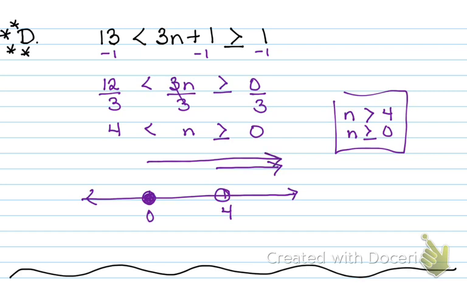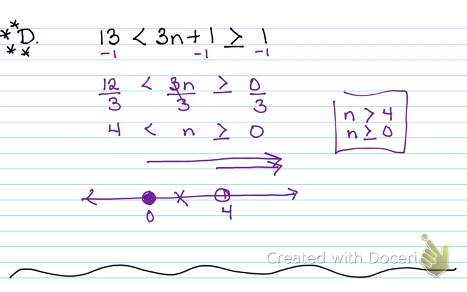Now, the problem is this is an and statement, so it has to meet both criteria at the same time. If we have a number like right here, a number 1 or 2, 2 is not meeting both criteria. It is not bigger than 0 and also at the same time bigger than 4. So we cannot shade that in, which also means we can't shade in 0 here because 0 has to be greater than or equal to 0.